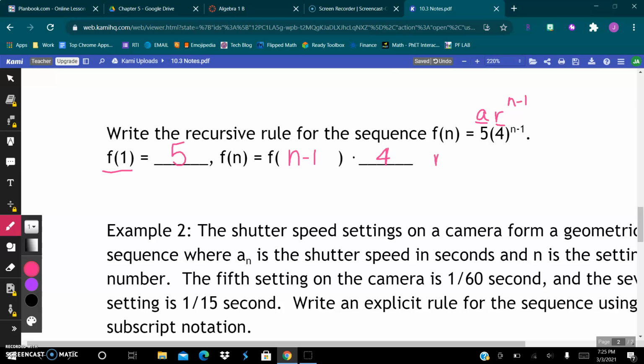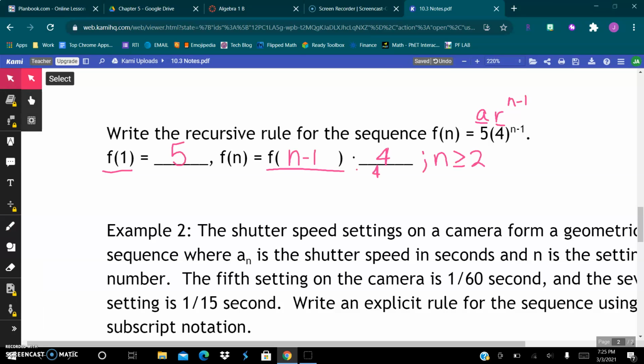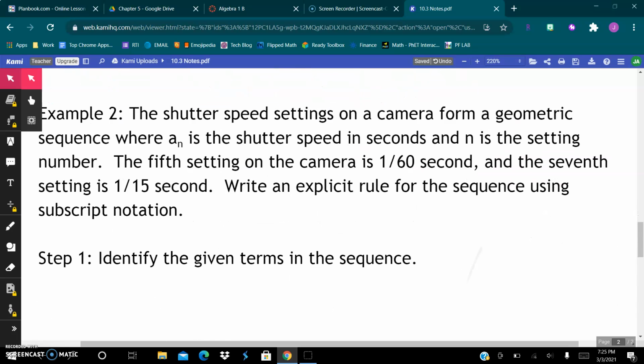So n is greater than or equal to 2. You have to add that part on. So all of it really is our recursive rule, because you have to give the first term, then you have to give the rule. So this means the previous term times 4 is our rule to find the next term.